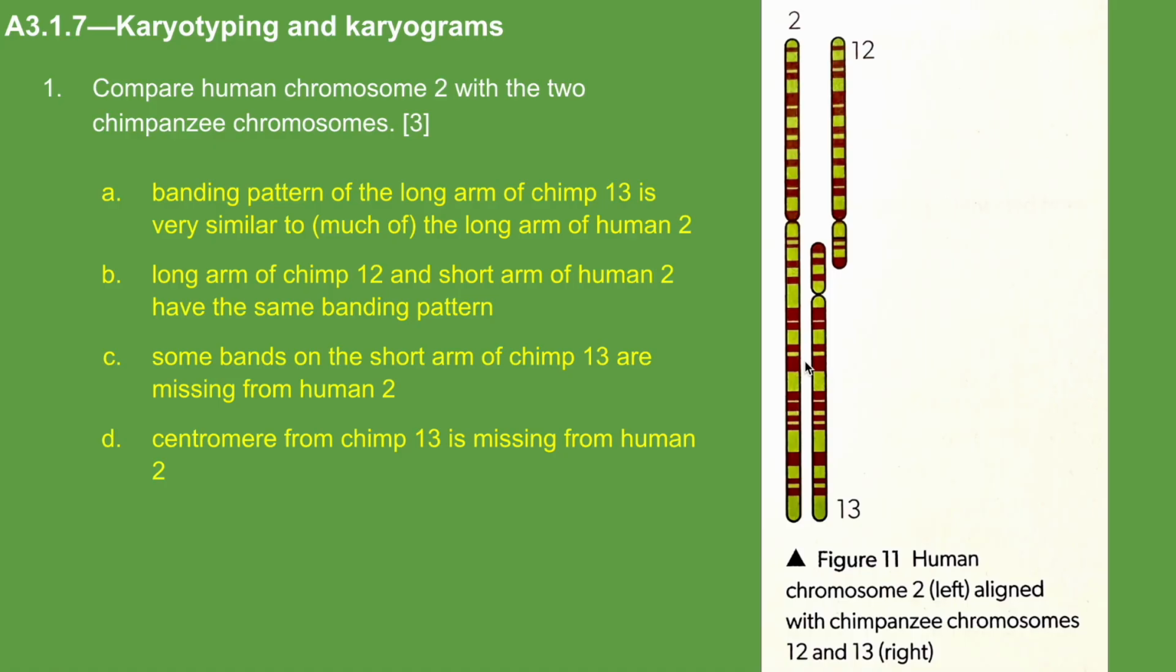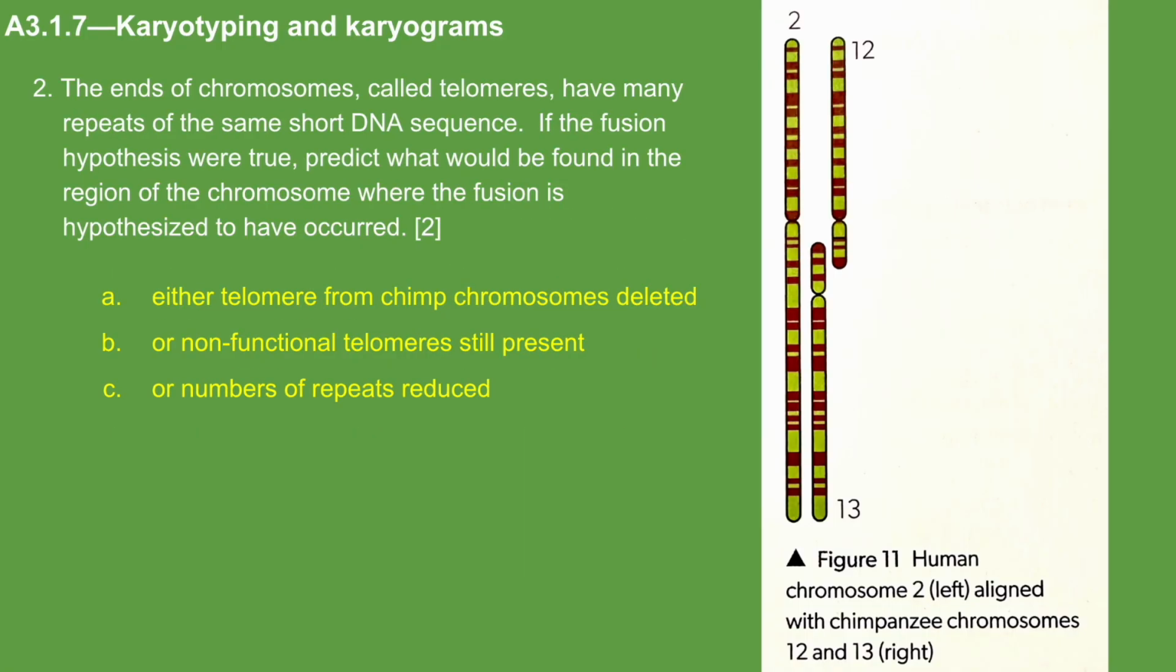The long arm of chimp chromosome 12 and the short arm of human 2 have the same banding pattern. Notice, some bands on the short arm of chimp 13 are missing from human 2. So we don't see these bands here on human 2. And the centromere from chimp 13 is missing from human 2. But otherwise, we see a lot of overlap. So we just stated some comparisons between those 2 sets of chromosomes.